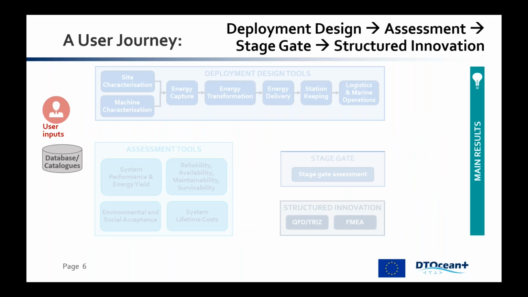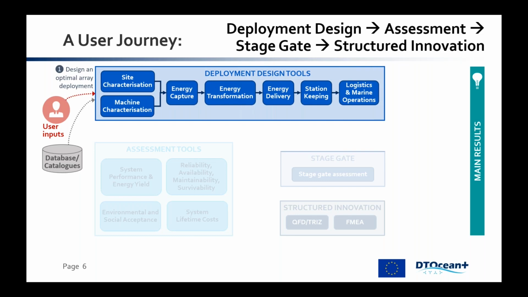So I'll take you through quickly a user journey, starting off with the deployment tools, moving to the assessment, stage gate, and structured innovation finally. So the user first starts with designing an optimal device or array deployment by running through these tools in order. Firstly, starting off characterizing the site and the machine prime mover, then calculating the energy captured by the device, including array interactions, transformed by the power takeoff subsystem, and delivered to the shore. So that is the energy chain in the three modules: energy capture, energy transformation, and energy delivery.